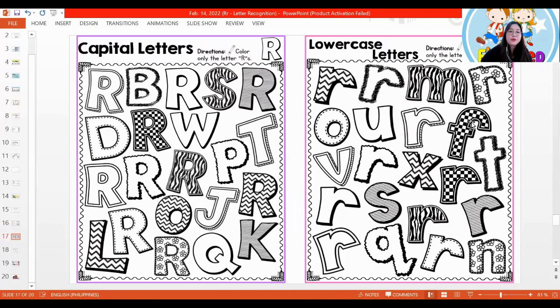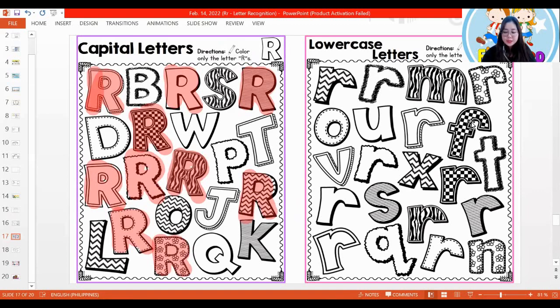Ooh, we have to look for the capital and the lowercase letter R. So let's start with our capital letter R. Let's use color red. We have 1, 2, 3, 4, 5, 6, 7, 8, 9, and 10. 10 capital letter R's.